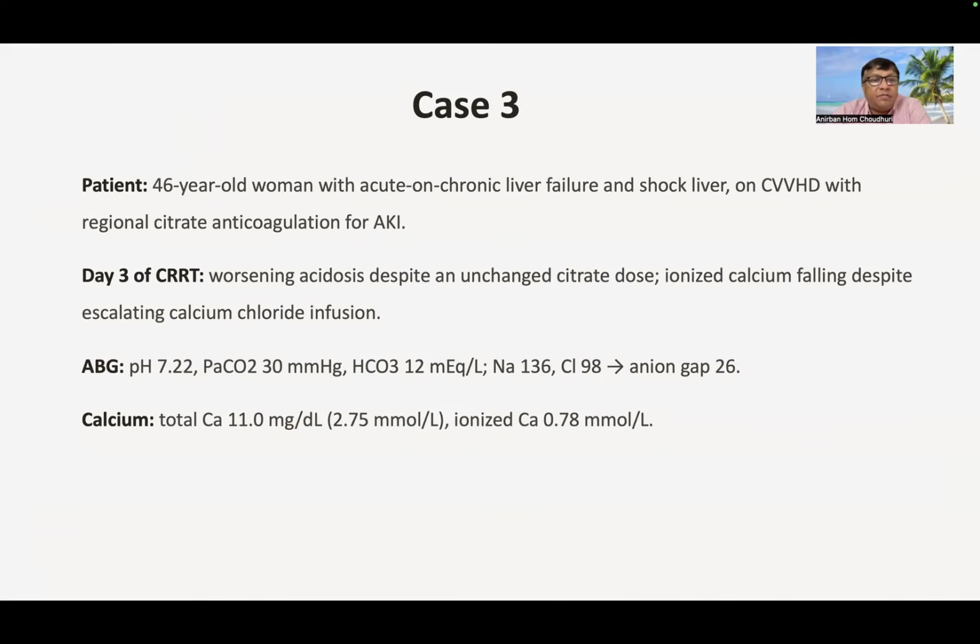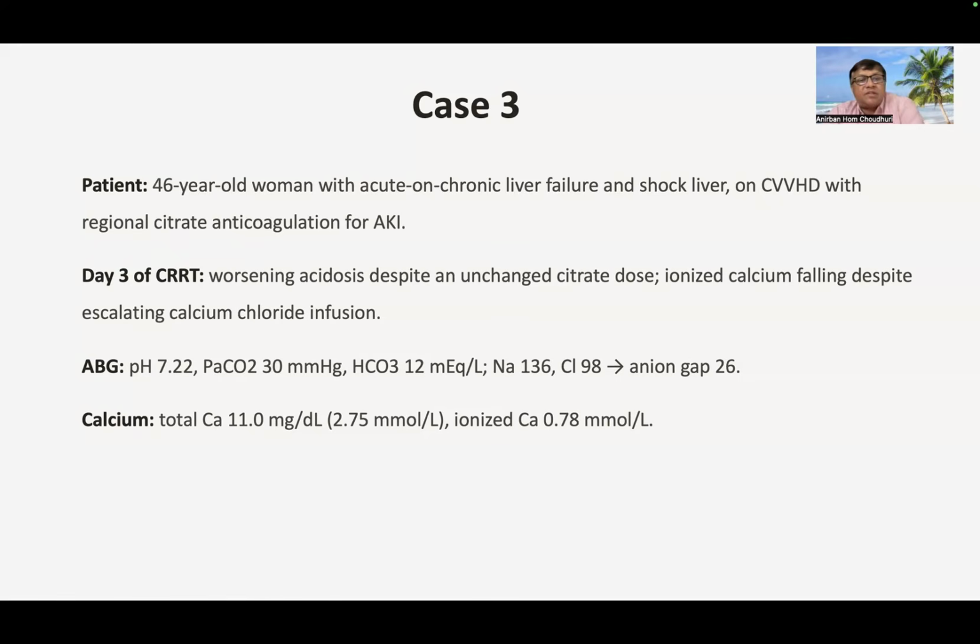Moving on to case 3, a 46-year-old woman with acute on chronic liver failure and shock liver is on CRRT, that is CVVHD, with regional citrate anticoagulation for AKI. On day 3 of CRRT, there is worsening acidosis despite an unchanged citrate dose, and ionized calcium falling despite escalating calcium chloride infusion. The ABG shows a pH of 7.22, PCO2 of 30, bicarb of 12, sodium 136, chloride 98. The anion gap calculated is 26.